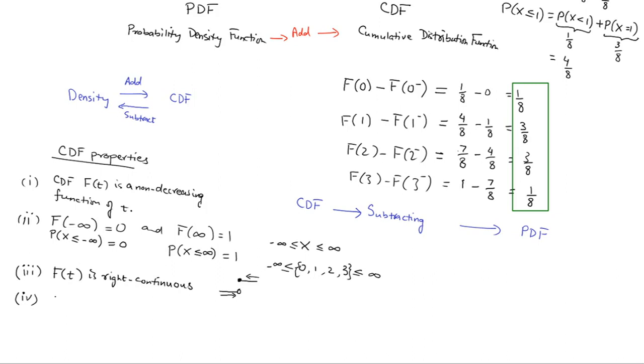And the most important part, the link between density and CDF, cumulative distribution function. The probability that random variable X takes on the value a equals CDF at a minus CDF at a minus. This is exactly what we had here.